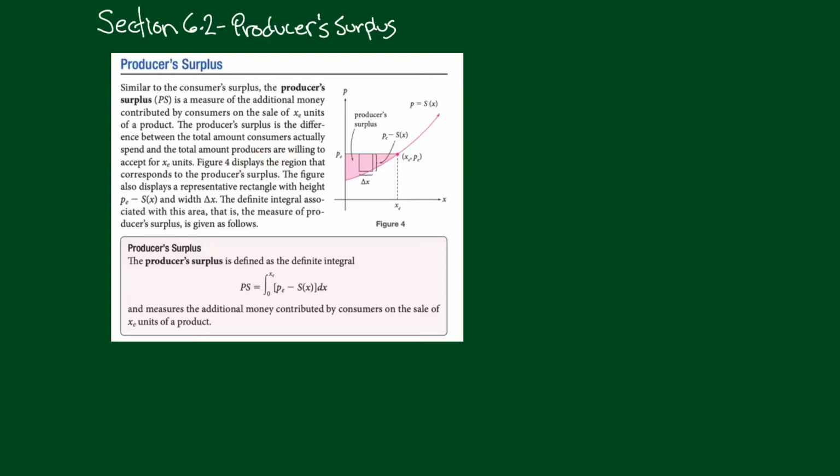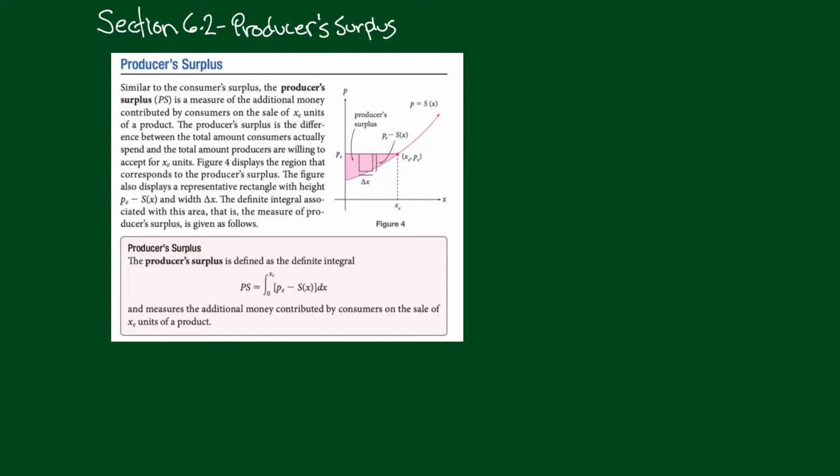So let's look at the picture here. Let's look at the graph. Here's a rectangle here. Let's just get a feel for this one. Right here, this is the price that consumers actually spend on this product. This down here is the price that producers are really willing to accept. So the price that they actually spend is bigger than the price producers are willing to accept. So there's a surplus here, a profit. So in that profit, this whole area here is called the producer's surplus.